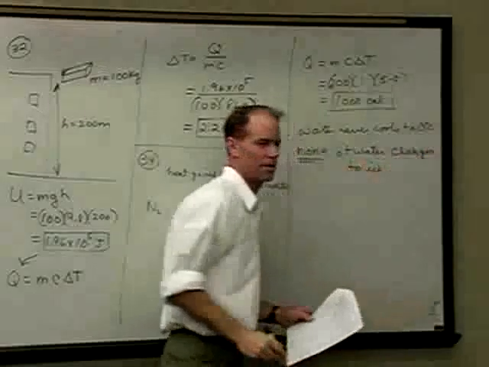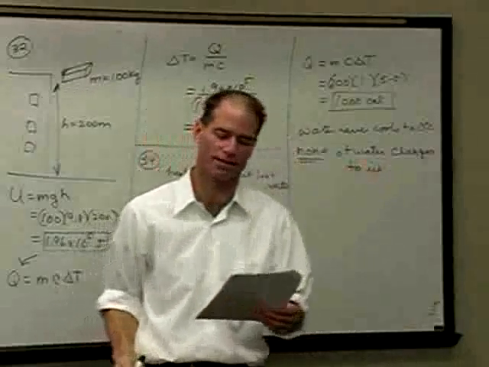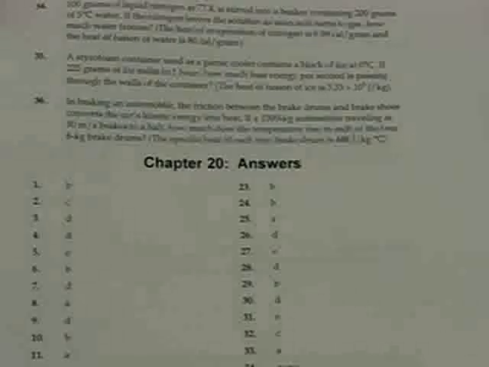So we don't even have to worry about the phase change, because they'll never make it there. 35. A styrofoam container used as a picnic cooler contains a block of ice at 0° centigrade. If 225 grams of ice melts in 1 hour, how much heat energy per second is passing through the walls of the container? The heat of fusion of ice is 3.33 times 10 to the 5 joules per kilogram.